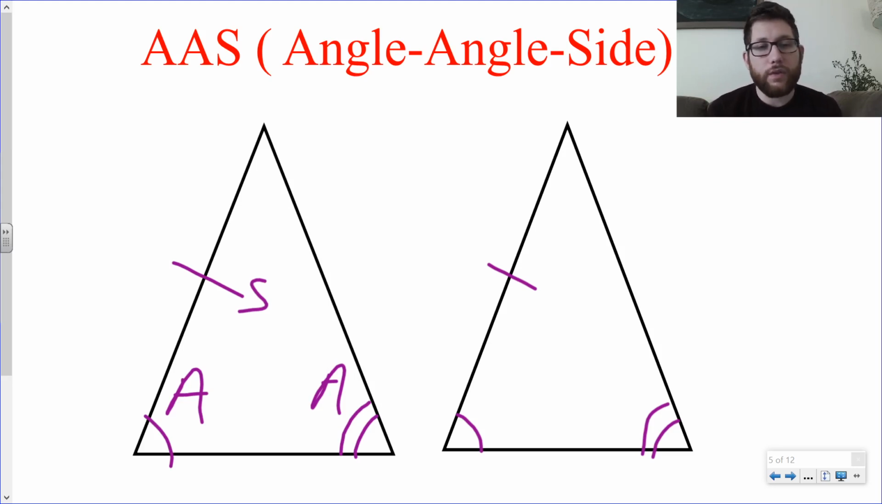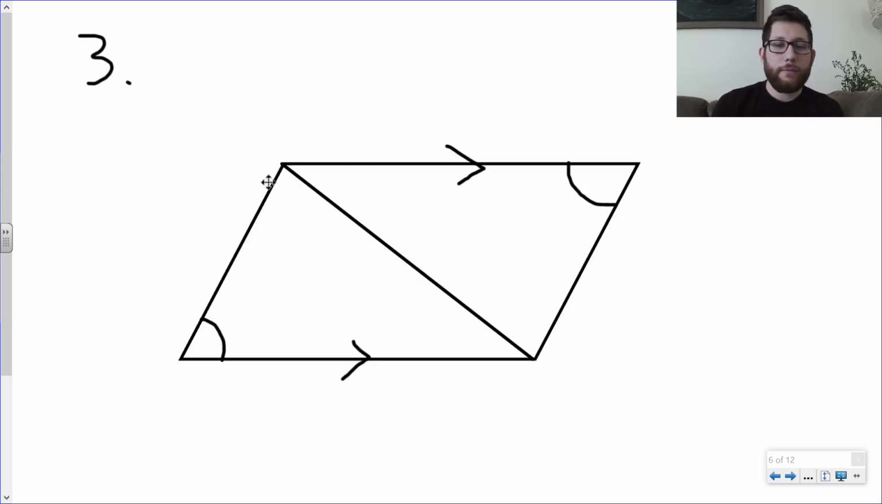But this ends up being angle, angle, side. And once again, let's look at a couple examples. So this is similar to what we saw at the beginning here. We've got that reflexive side, and we've got some alternate interior angles.